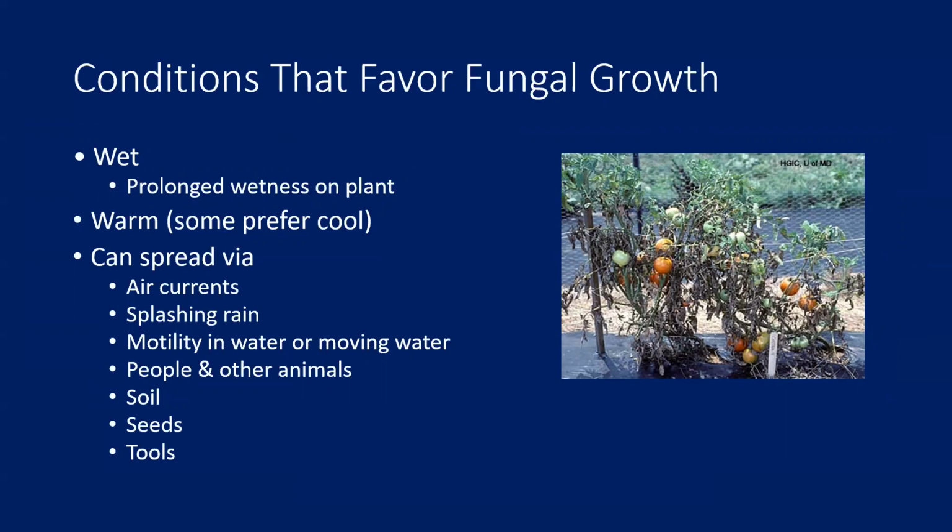So fungal infections can spread via air currents, splashing rain and water, on people as we walk through the garden, soil that might be spread maybe on a rototiller, seeds, and tools. And to talk about air currents for a second, there are several diseases such as downy mildew that actually come up from the Gulf of Mexico on air currents. And so they may not be in the environment at the beginning of the season, but based on conditions between here and there, they kind of creep up.